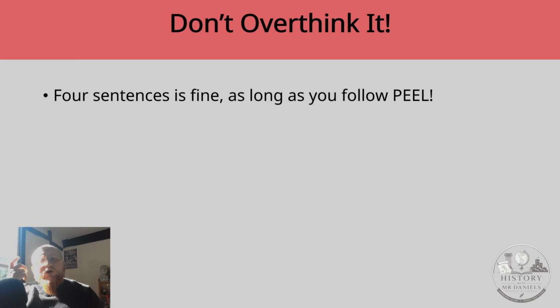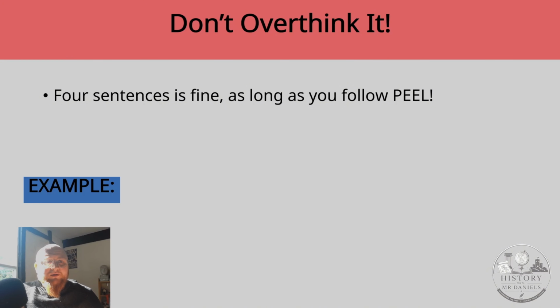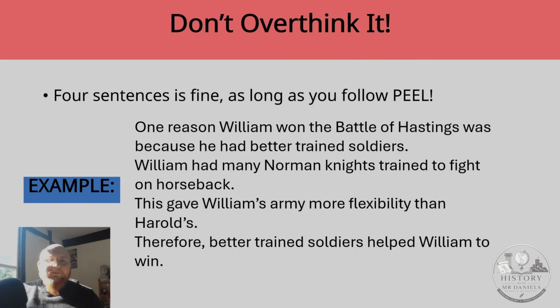And here's the thing, a lot of my students try to overthink it. They think they need to write more than they actually need to, but you can get away with writing 4 sentences if you follow this structure. This answer we've built together is 4 sentences. One reason William won the Battle of Hastings was because he had better trained soldiers. This is the point that you're trying to make.